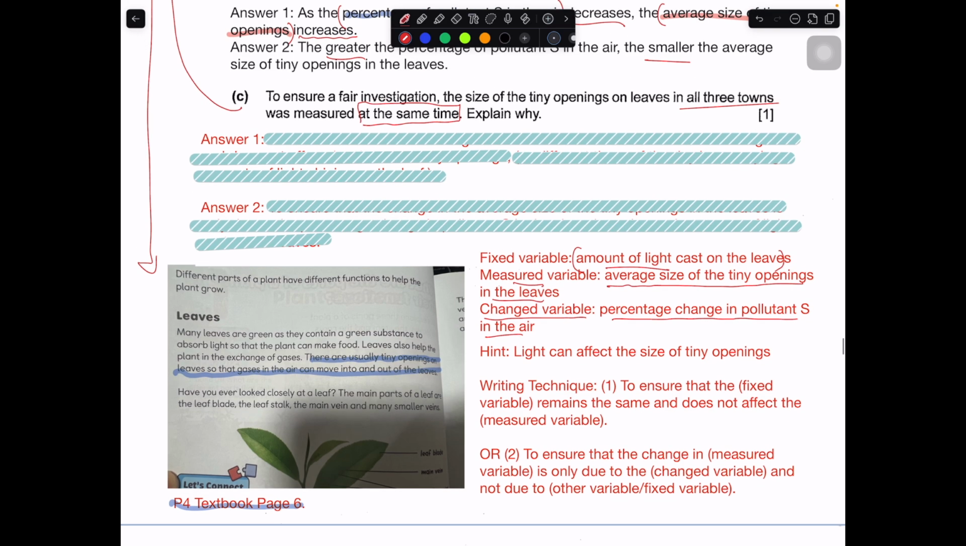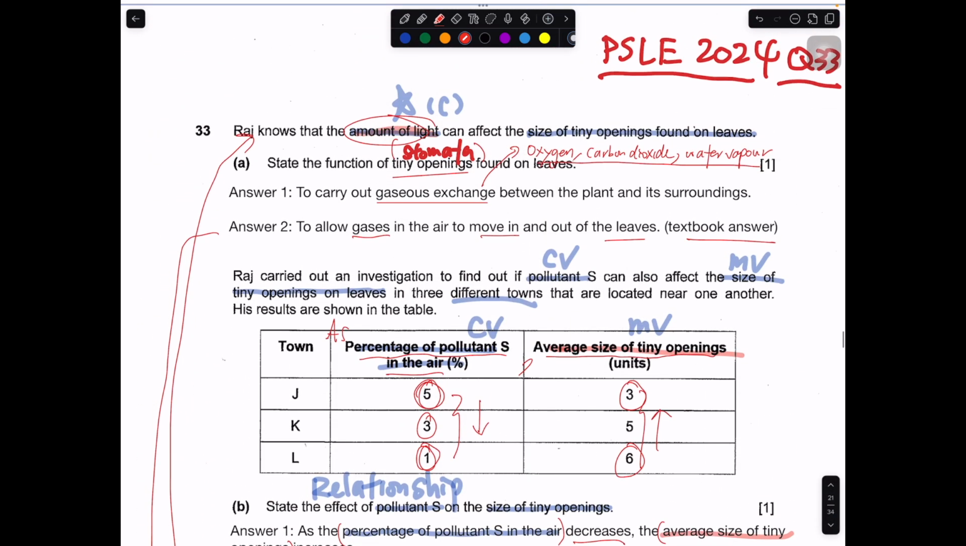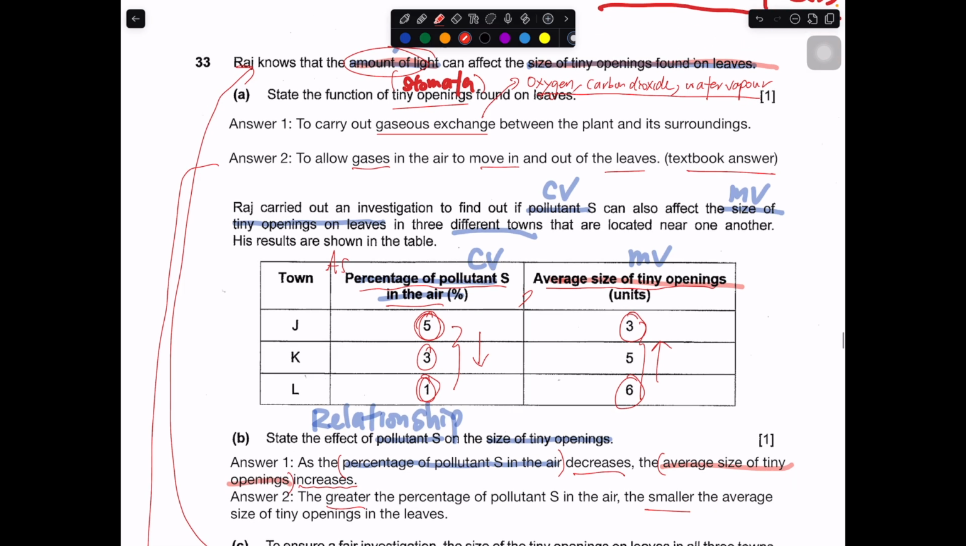as mentioned earlier, why this must be kept fixed is because he knows that light can affect the size of tiny opening. If he doesn't keep it fixed, the tiny openings will be affected mainly by the light and also the amount of pollutant S. So when he does the investigation, he cannot know that the differences are due to the pollutant S or indeed due to the light. He can't make a conclusive relationship of that. So in order to make a conclusive result, he must keep the amount of light constant.